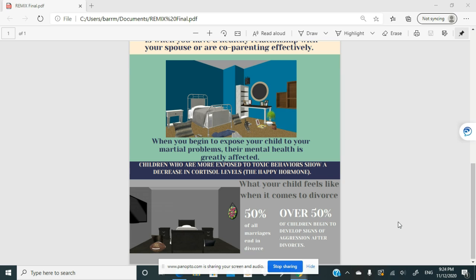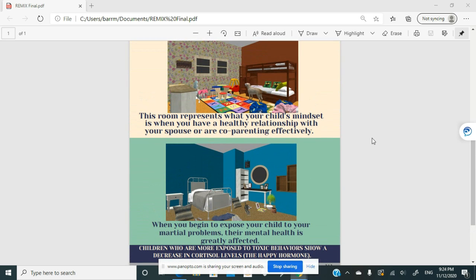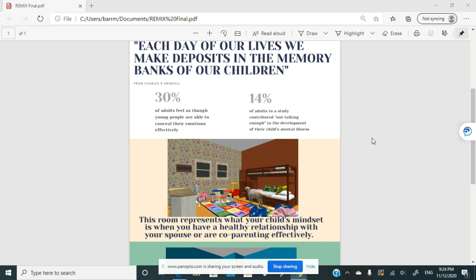Basically, well, that's all for the infographic. And through my infographic, I just really wanted to help parents visualize their child's mindset when they are going through a very hard time in their lives. Sometimes parents may not see physical changes in their child, and they'll fail to take into account that they are impacting their child some way, somehow, when their child is witnessing their marital instability.